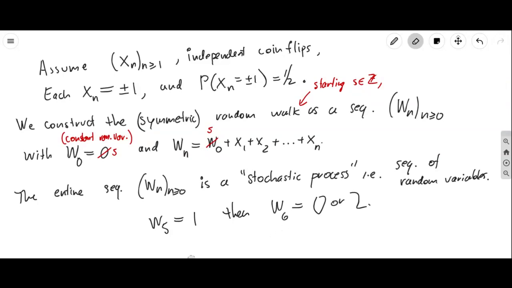And that's the point over here. I guess W5 cannot be equal to 6 unless you're starting at 0, but you get the point: if you know the previous value, what happens at a previous moment in time, the next moment in time is not completely determined, but you have some information about where you are. And so this is a dependent sequence of random variables. And that's usually what we mean by a stochastic process.